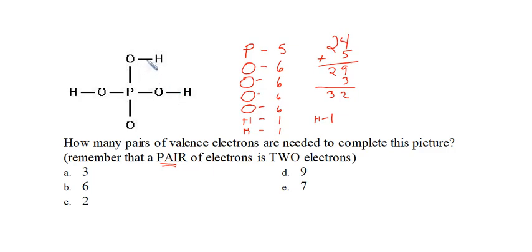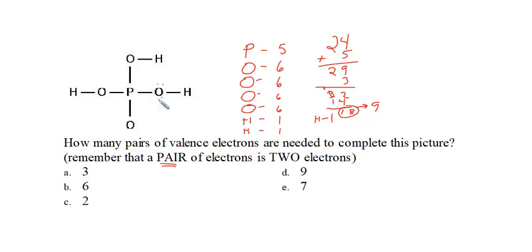All right, so now to figure out what we've already got on here, each of these lines is equal to 1 pair. So we have 2, 4, 6, 8, 10, 12, 14. So we've already got 14 in the picture. So if we subtract these off, I need 18 more electrons in there, which is equal to 9 pairs of electrons. Now to show you where they would go, this phosphorus is already complete with its 8 valence electrons.